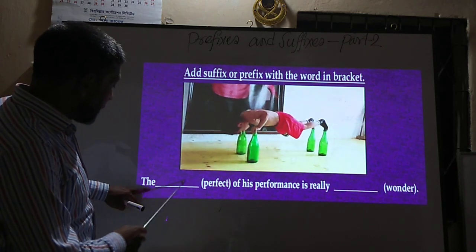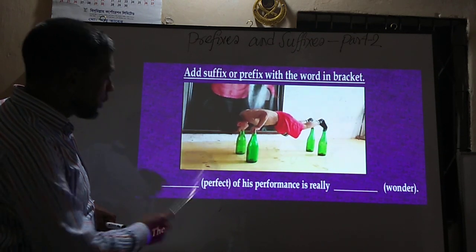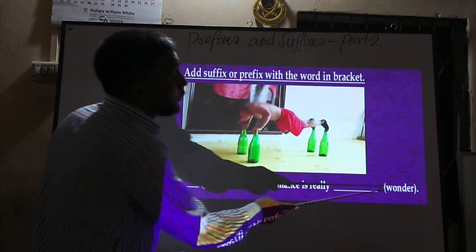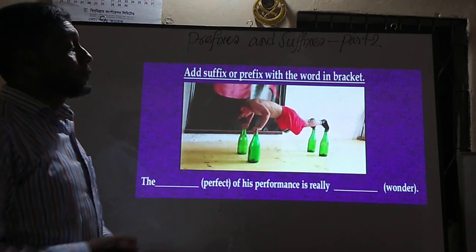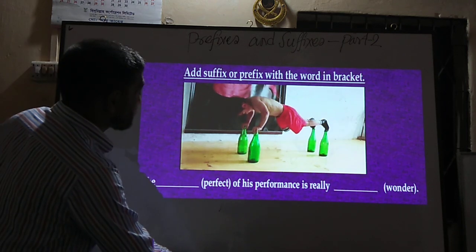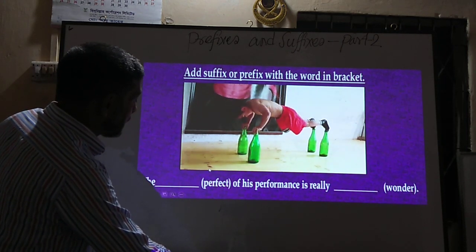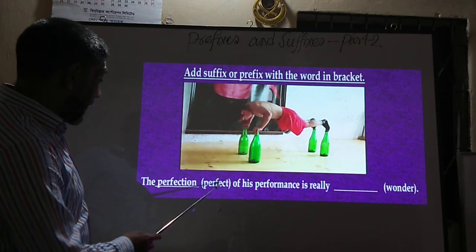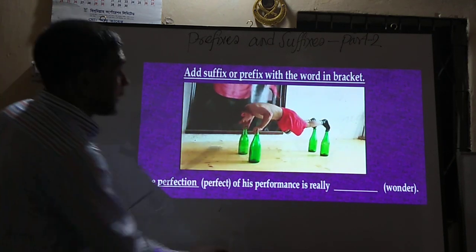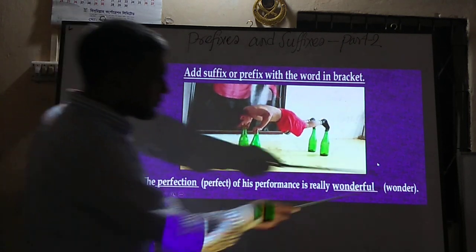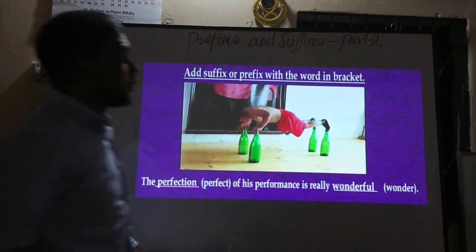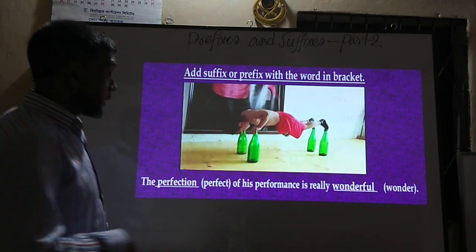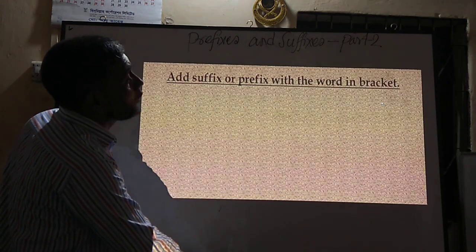So I know this place is fixed for a noun. So what is the noun of perfect? And this place is fixed for an adjective. So then you have to understand what is the adjective form of wonder. So what is the noun form of perfect? If you can understand the perfection of his performance, that means the noun form of perfect is perfection. Again, the adjective form of the word wonder is wonderful, then my answer will automatically be correct. So these techniques you just have to use.